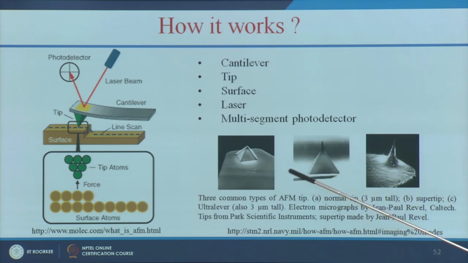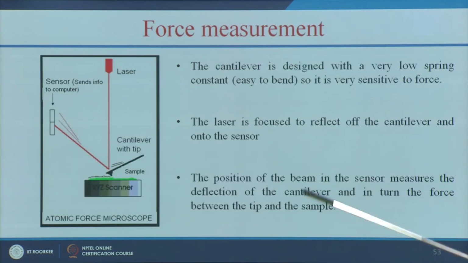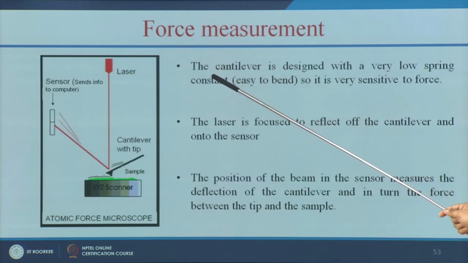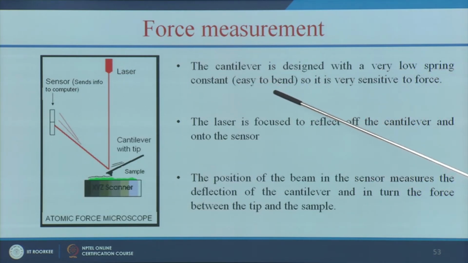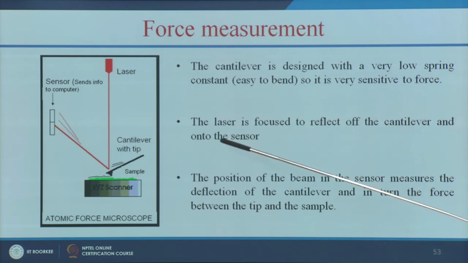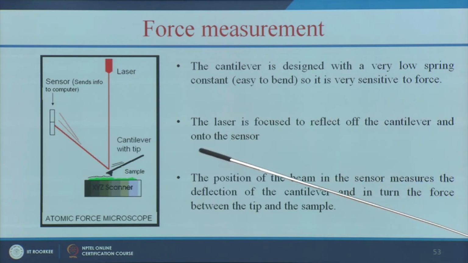The first one is the normal tip, this is a super tip, and this one is an ultra lever tip. Here we can measure the force. This cantilever is designed with a very low spring constant, which means it is easy to bend, so it is very sensitive to even a small force. When the laser is focused to reflect off the cantilever onto the sensor, it will produce the image. The position of the beam on the sensor measures the deflection of the cantilever and in turn the force between the tip and the sample.